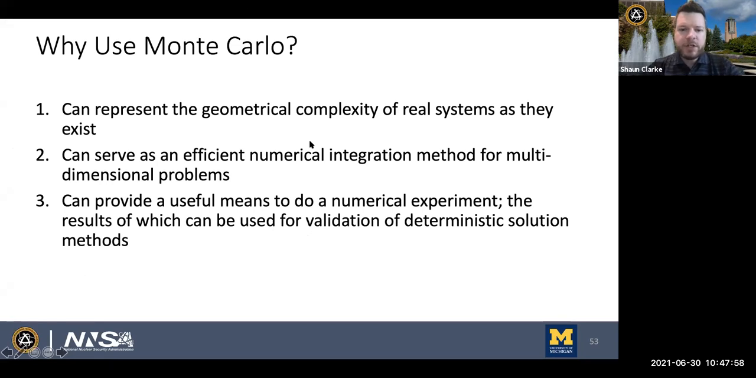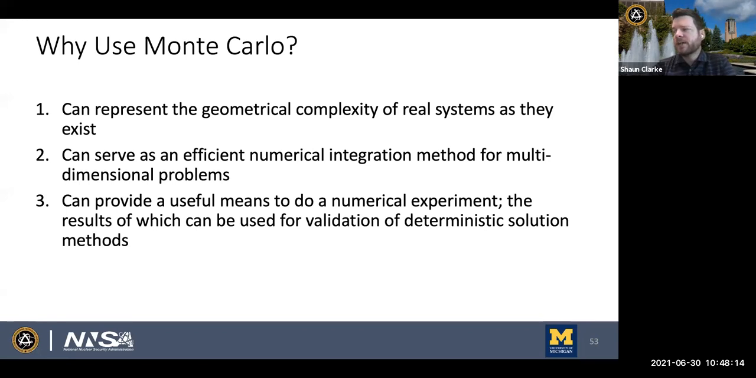So the question here in the chat: in calculation, which of the two, analog or weighted, takes more time? That's a very good question. Generally speaking, weighted Monte Carlo takes more time.